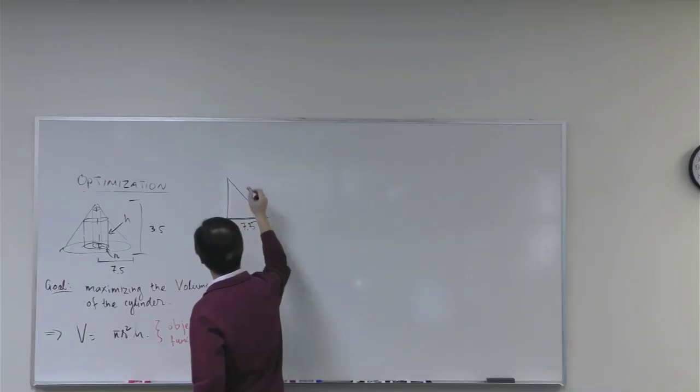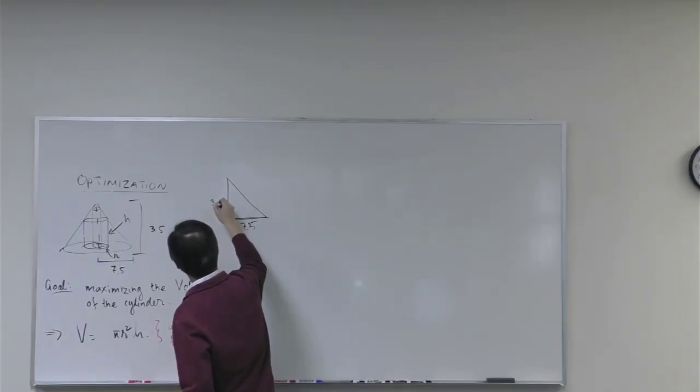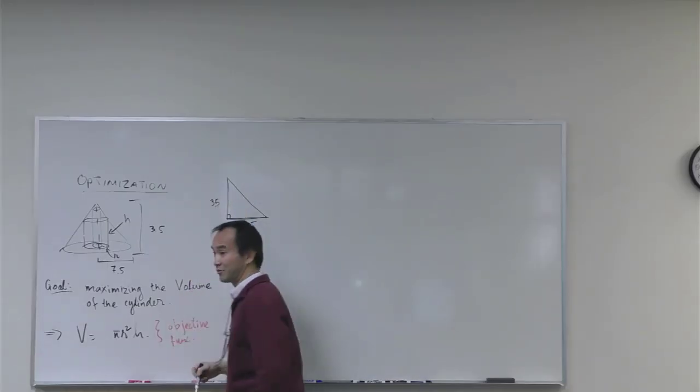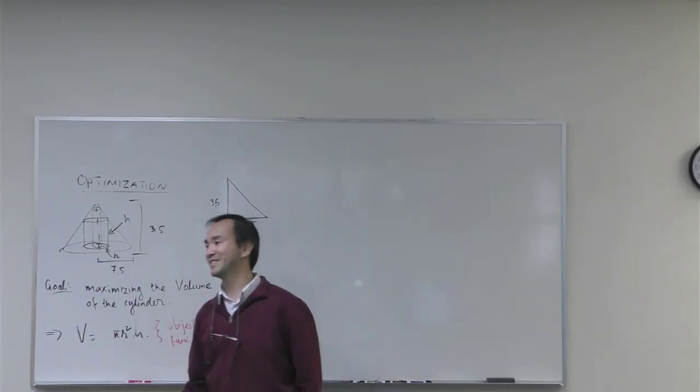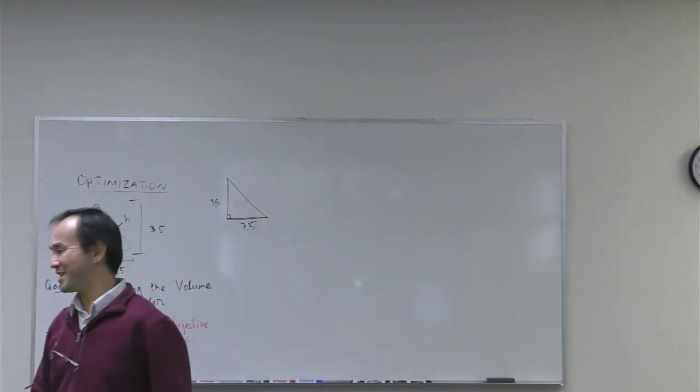And then that height, 3.5, is here. We're looking at the right triangle setup for the cone. This is the height of the cone. And think about rotating that triangle, you get the cone. You guys agree on that still? Right. But then here's the thing.